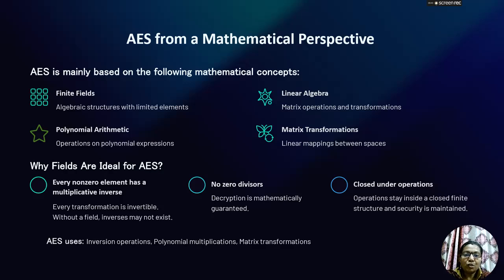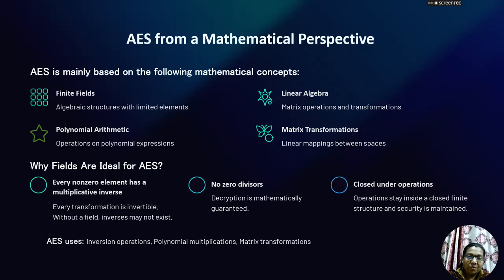Similarly, there should be no zero divisors, and it should be closed under the operations. So every non-zero element has a multiplicative inverse. This concept is used because every transformation is invertible. Without a field, we can say inverses may not exist.